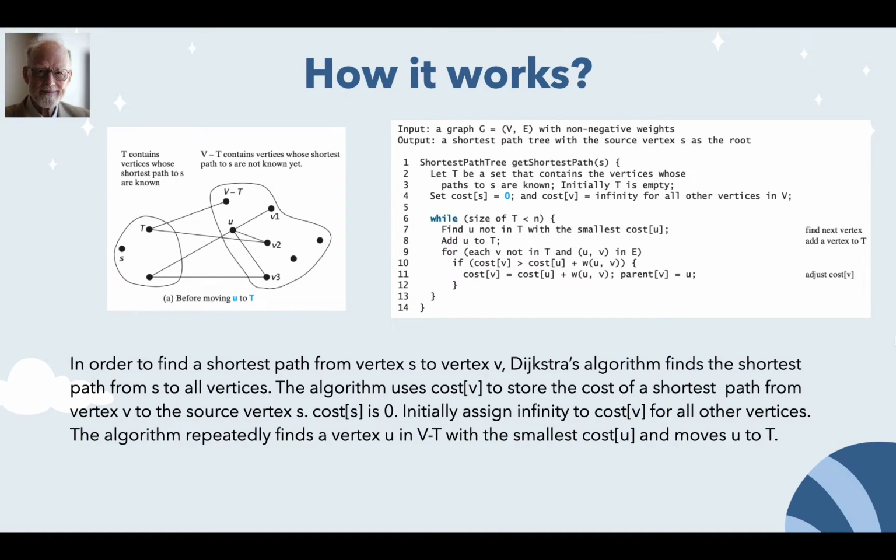The algorithm uses cost[v] to store the cost of the shortest path from vertex v to the source vertex s. cost[s] is 0. Initially assign infinity to cost[v] for all other vertices. The algorithm repeatedly finds the vertex u in V minus T with the smallest cost[u] and moves u to T. The algorithm starts by setting cost[s] to 0 in line 4, and sets cost[v] to infinity for all other vertices. It then continuously adds the vertex, say u, from V minus T into T with the smallest cost[u] in lines 7 to 8, as shown in figure A.